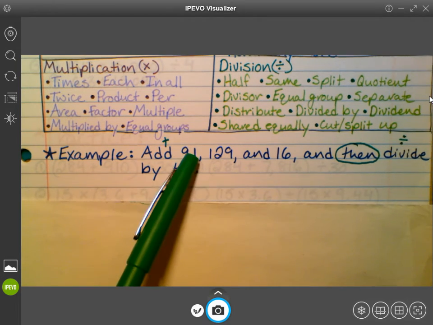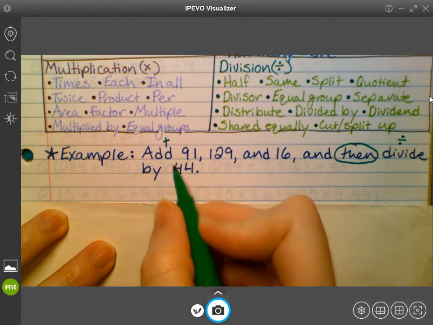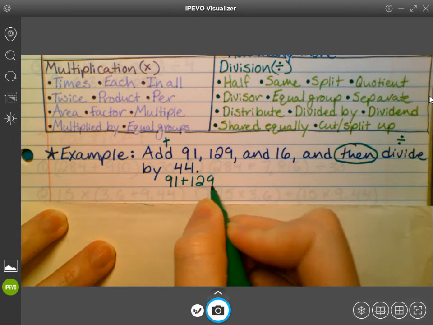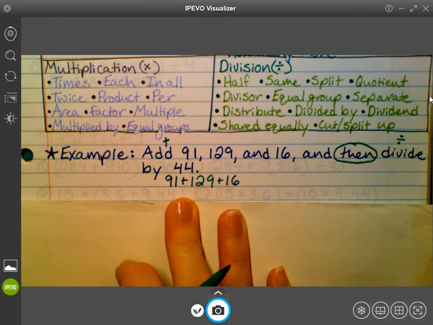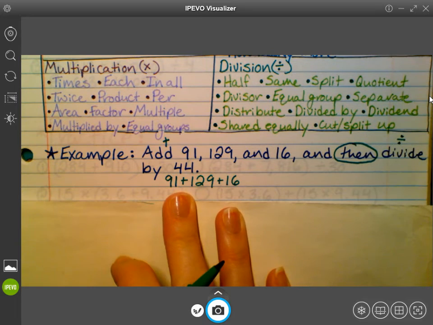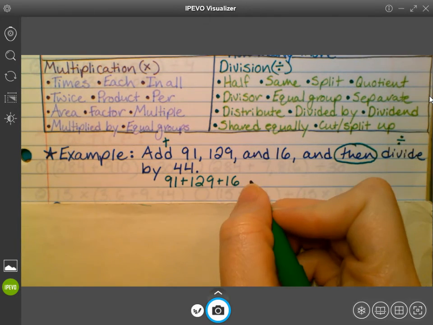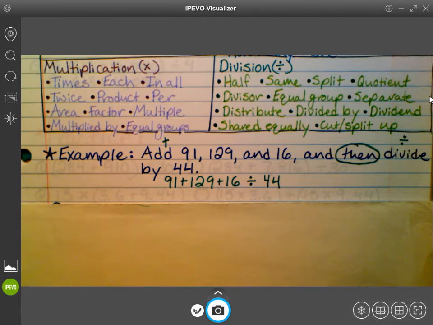So, add 91, 129, and 16. I'm just going to go ahead and start doing that. So I'm adding 91 plus 129 plus 16. How many of you have that somewhere in your expression? Okay. And then divide by 44. So then I'm dividing by 44.